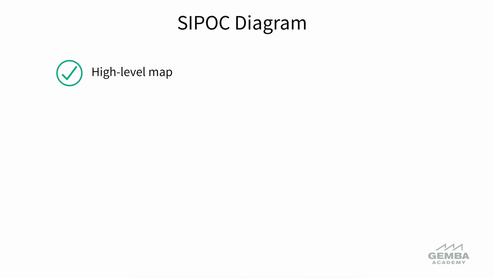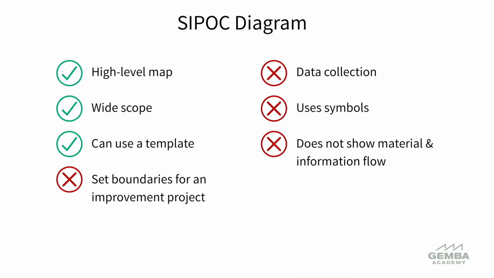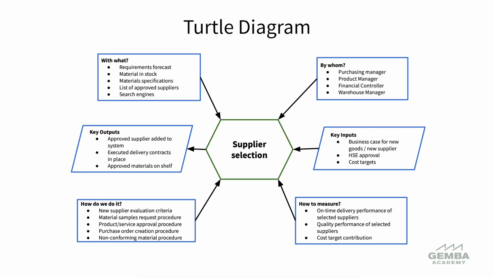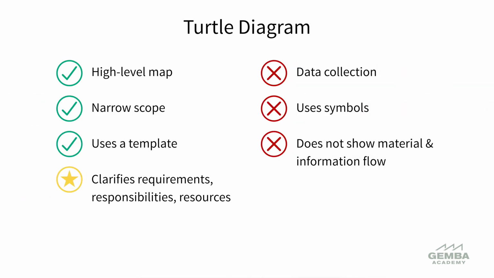Since its purpose is to define the scope of a project, the SIPOC doesn't require data collection or detailed analysis. It can be drawn using process blocks or using a table as a template. Similar to the SIPOC, the turtle diagram is a high-level visualization of inputs and outputs for a single process. The narrow focus allows adding details of various resources, requirements, and responsibilities to meet customer requirements. It's also useful for orienting new employees to their jobs. It typically doesn't involve data collection and analysis. This diagram uses a simple template that resembles the shape of a turtle.